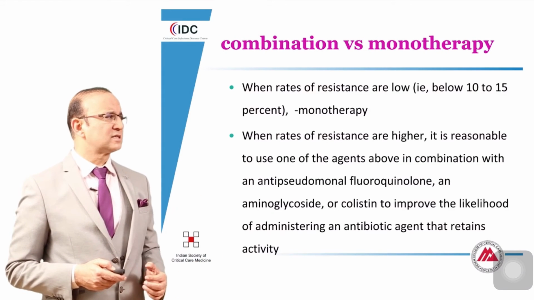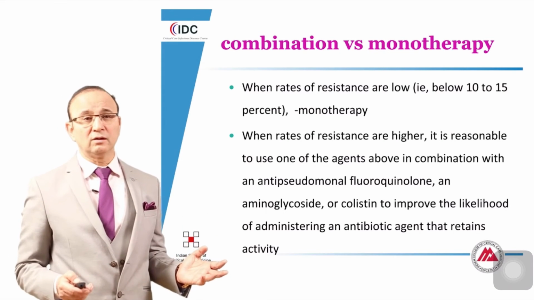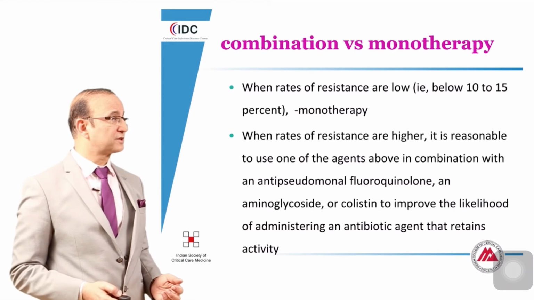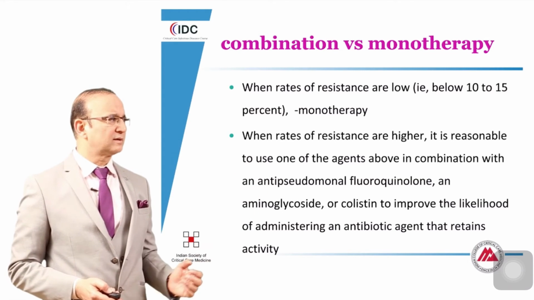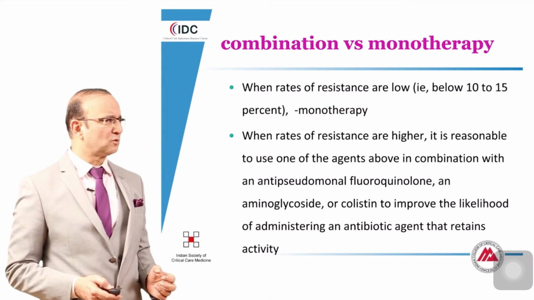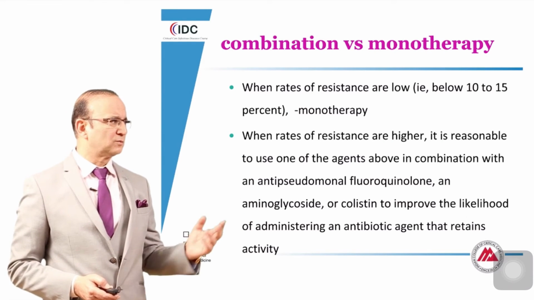When the rate of resistance is low, you can give monotherapy, which is actually not prevalent now, particularly in India or abroad, in most of the nosocomial infections. When the rate of resistance is higher, you need to use a combination with an anti-pseudomonal fluoroquinolone, aminoglycosides, or in a resistant case, you use colistin, which we'll discuss a little later.